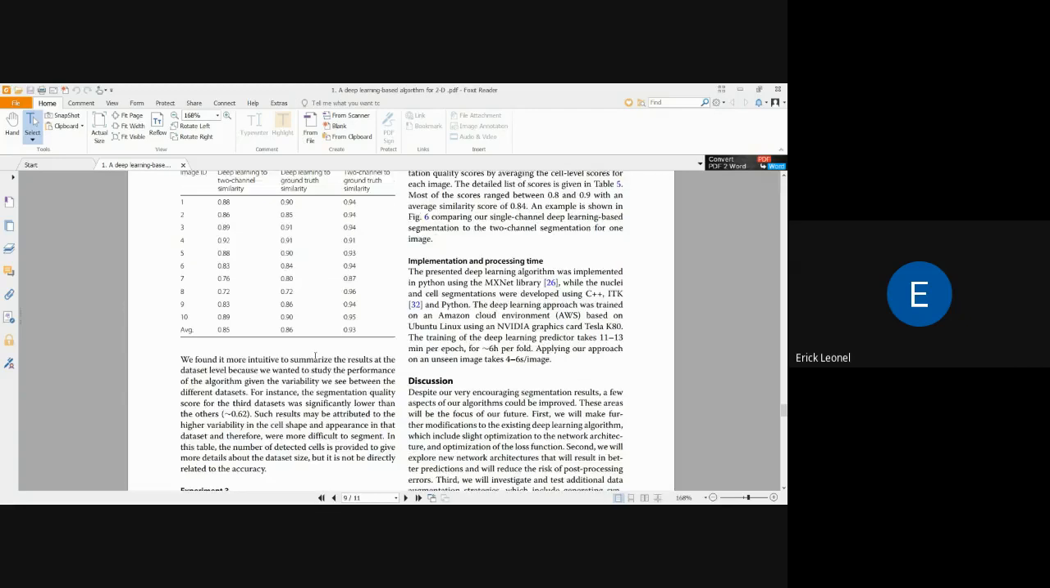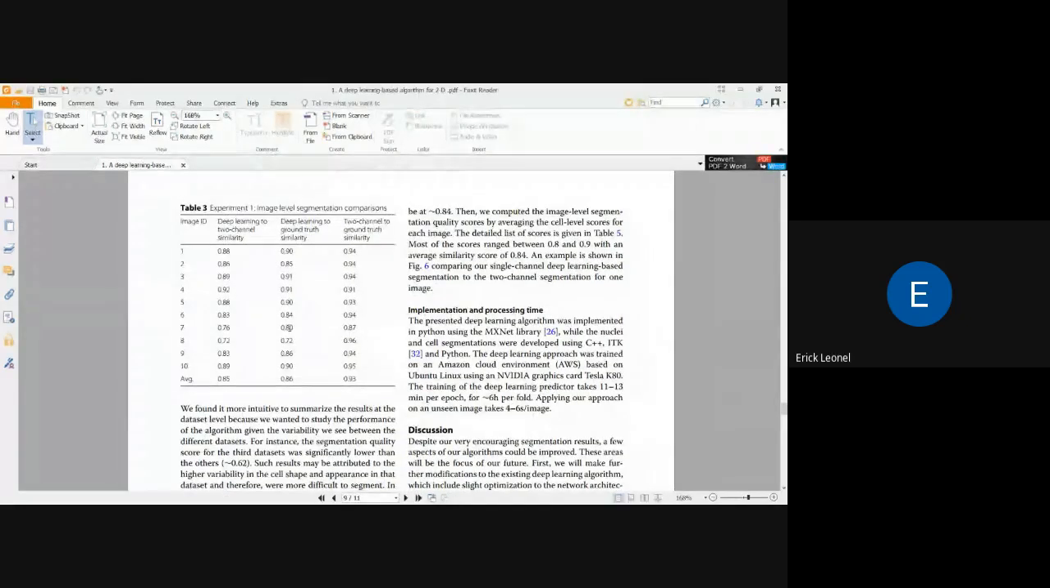In this slide, Table 3 shows the details of the segmentation quality assessment. The average image level quality scores were 0.85 and 0.86. After that, the two-channel segmentation was compared with what was used for training, and it resulted in an average image level score of 0.90.